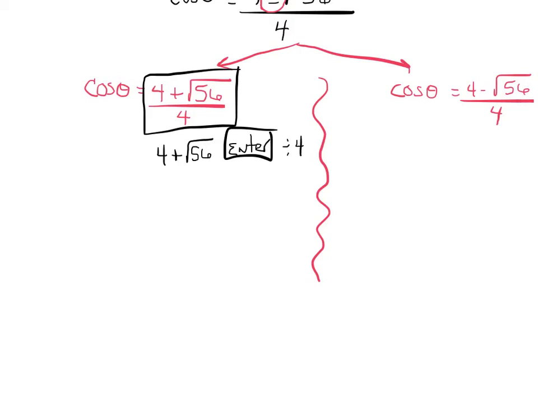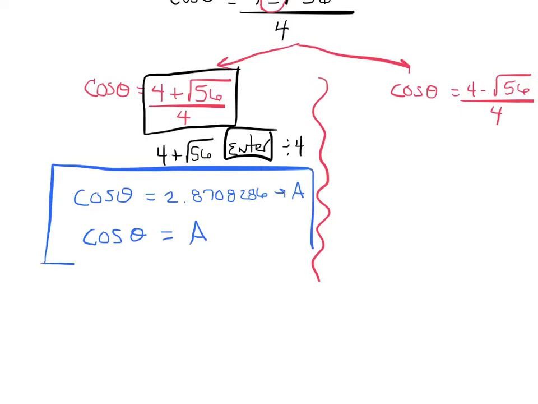Now, what do you need to see on paper? We have to see that cosine theta equals, and you have to write that number down. So I've got 2.8708286. And I'm going to hit store into alpha A. Okay, and then I'm hitting store into alpha A on my calculator, and I'm going to rewrite this as cosine theta equals A. Okay, these 2 steps we've got to see. You have to tell whoever's grading your paper what number you're storing into alpha A.